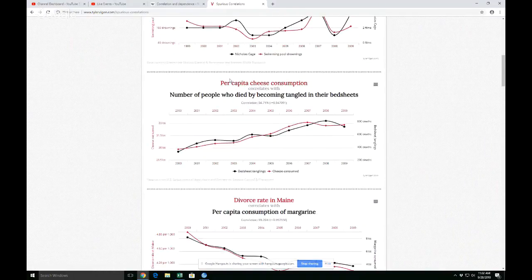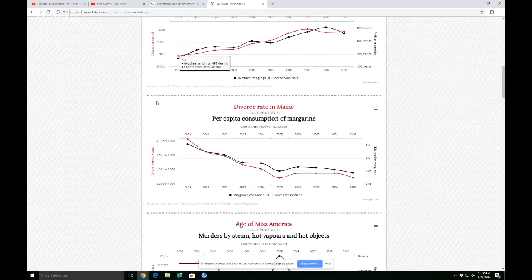How about this one? Per capita cheese consumption and number of people who died becoming entangled in their bed sheets. Strong correlation, right? Don't eat cheese, you're going to die in your sheets. Correlation does not imply causality. How about this one? The divorce rate in Maine and the per capita consumption of margarine. Save your marriage, don't eat margarine. Isn't that what that graph says?